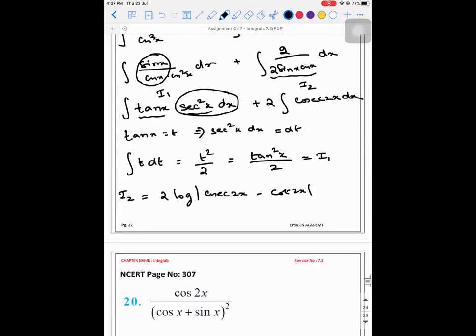So what is the answer? Final answer according to what we got is? Sir, can you repeat how you did I2? This step. Yes, sir.